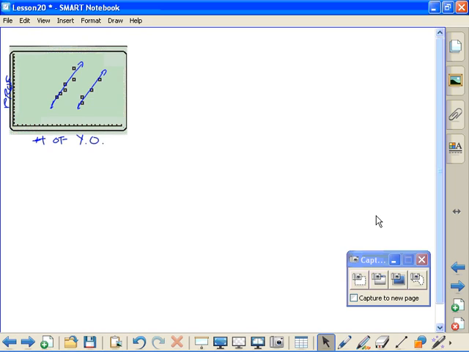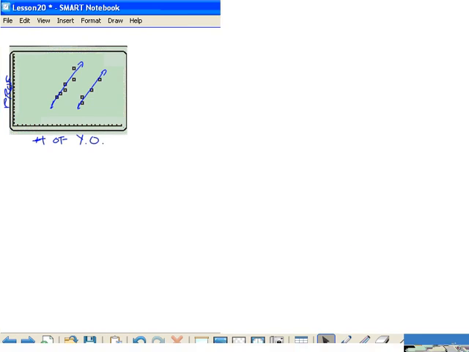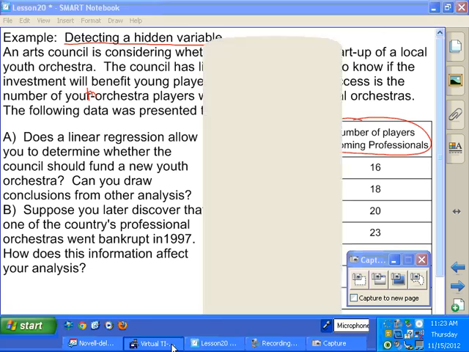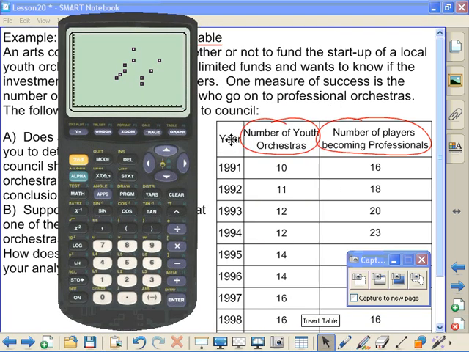So instead of looking at the professionals, we're going back a page here. Rather than having youth orchestras on the x-axis, let's switch it over and put a timeline on here and then compare it to professionals. So I'm going to change my calculator setting. I'm going to have year 1 as 1991 when I enter the data in, and I'm going to put professional players in L2. I'm going to plug that in and see what happens.